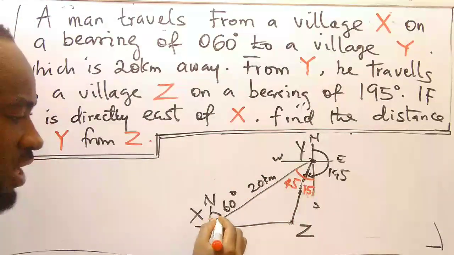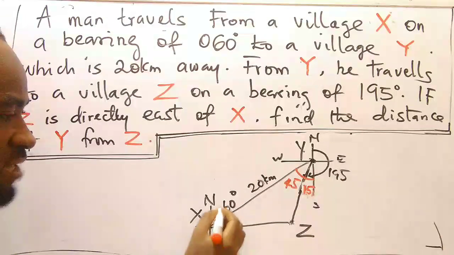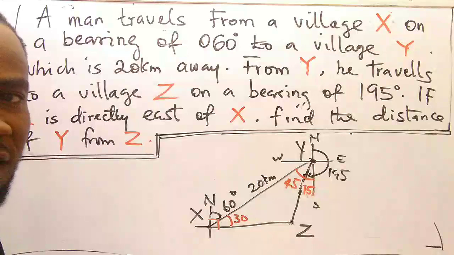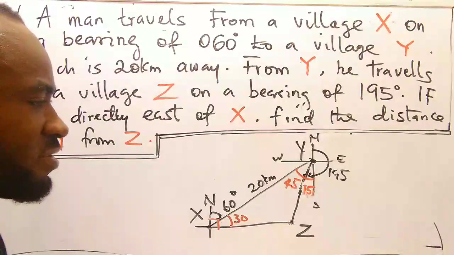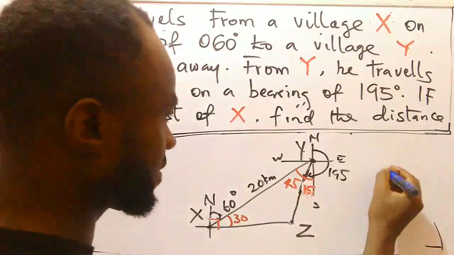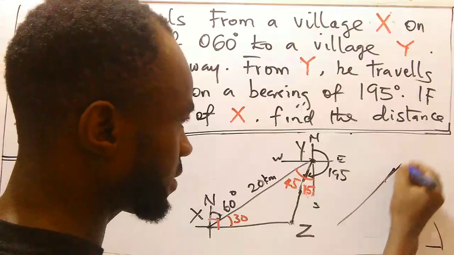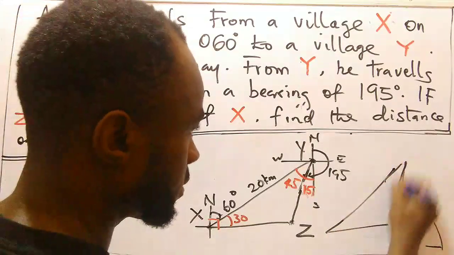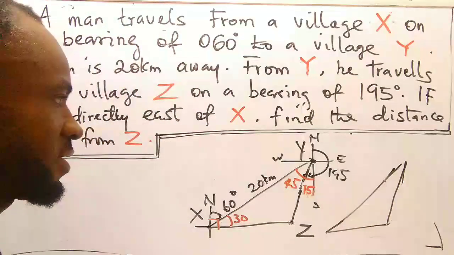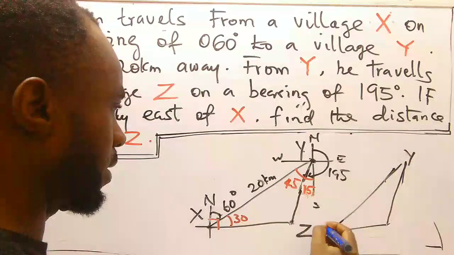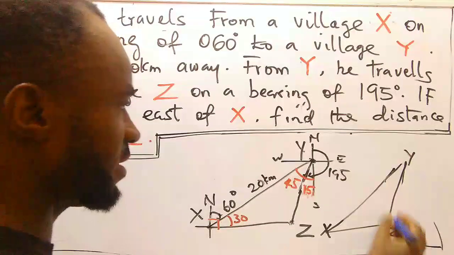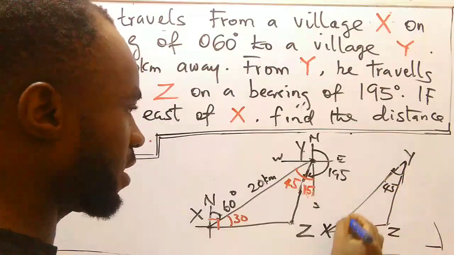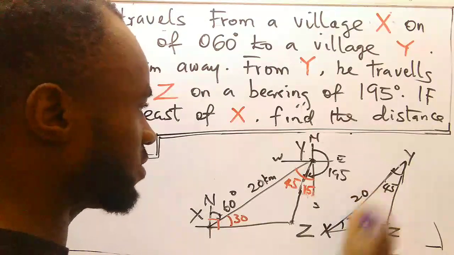I know that this is a quadrant as well. So here will be 90 minus 60. We are going to get inside this triangle, and that is 30. Can you see that? So we have gotten a triangle that looks like this. Don't mind how I'm drawing it. So we are having Y, X, and Z, and here is 45, and here is 30, and here is 20.